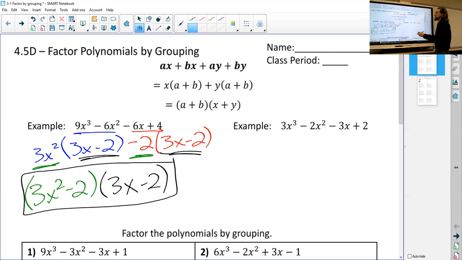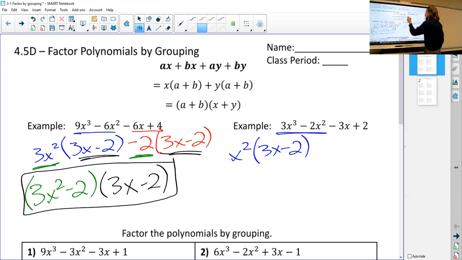All right, let's do one more, just to practice. So again, we look at our left two terms. 3 and 2, I can't factor out anything there, but I do have at least x squared. So I'm going to factor out an x squared. I still have 3x left on the left, and then negative 2 on the right. That's the same thing I had over here. Oh, that's not super exciting, but okay.